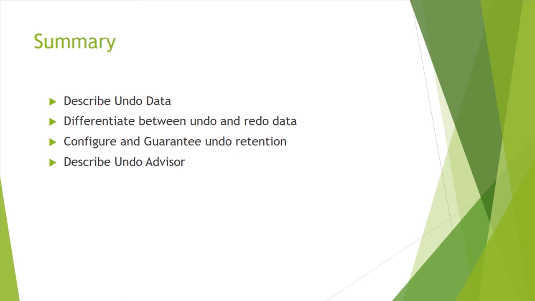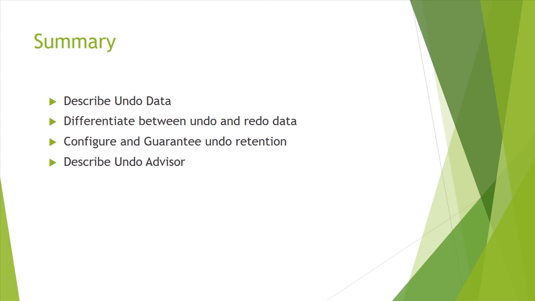So in this chapter, we discussed undo data. Undo data is the original data generated from transactions and stored in the undo segments within the undo tablespace. It's used for rollback operations, for read consistency, for flashback technology, and to support failed transactions.